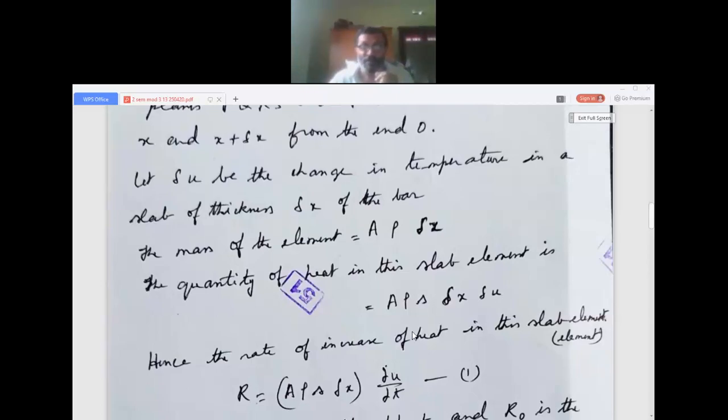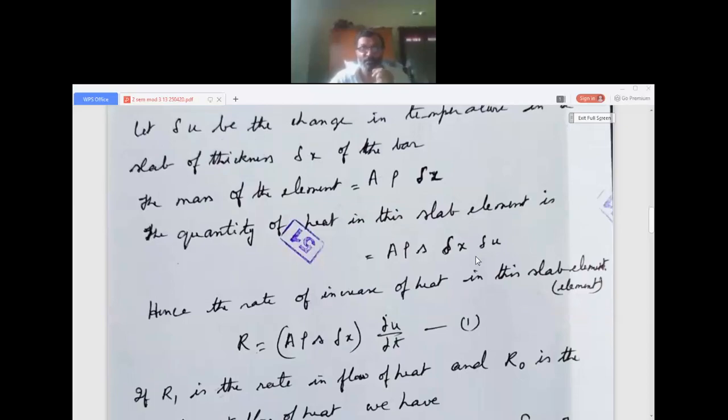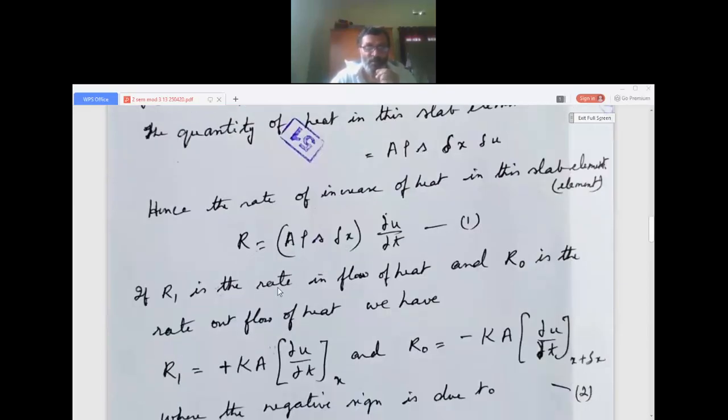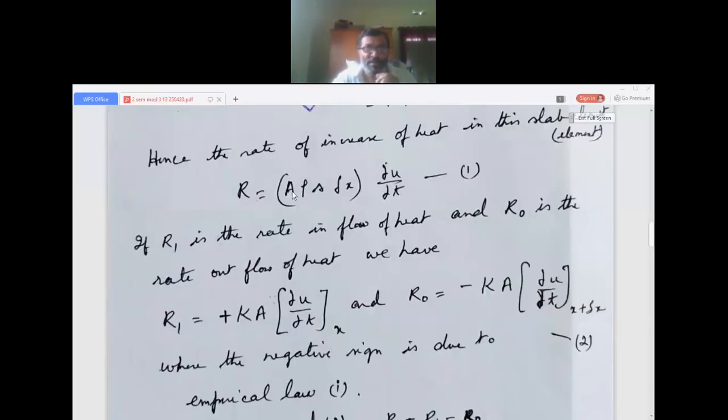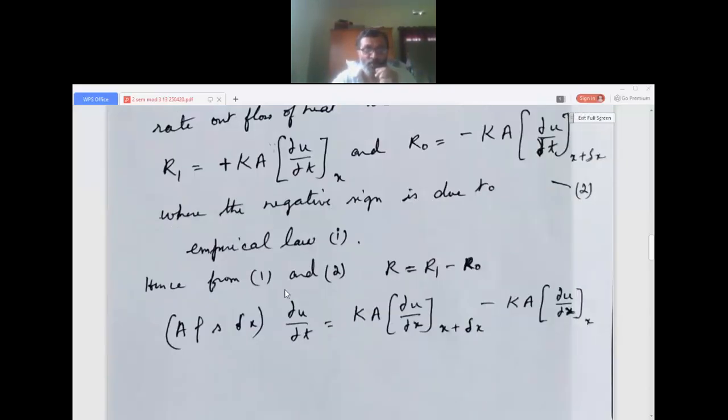Now the rate of increase of heat, and rate means we partially differentiate with respect to t. So R equals A rho S delta x dou U by dou t. Now R1 is the rate of inflow of heat and R0 is the rate of outflow of heat. So R is the difference of R1 and R0, either R1 minus R0 or R0 minus R1. So R equals A rho S delta x dou U by dou t.